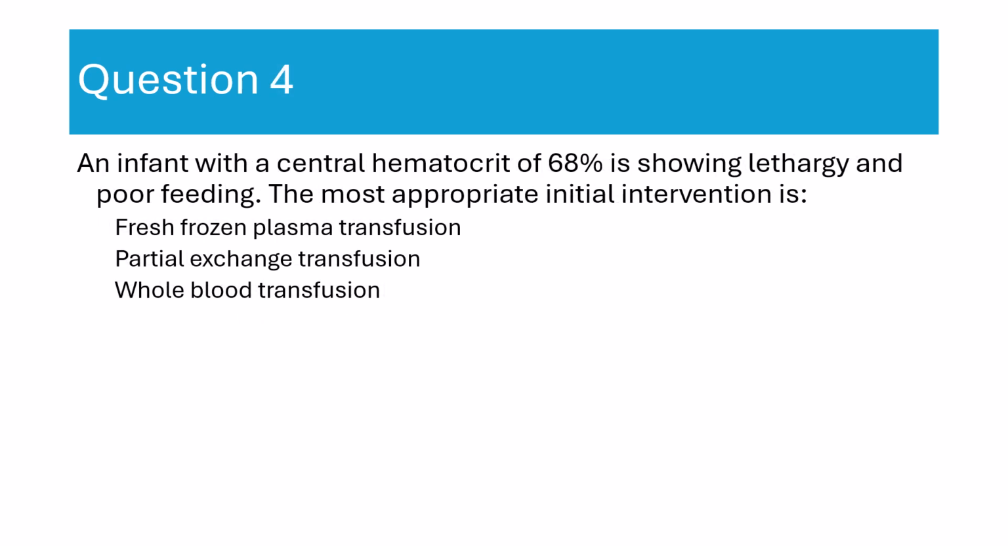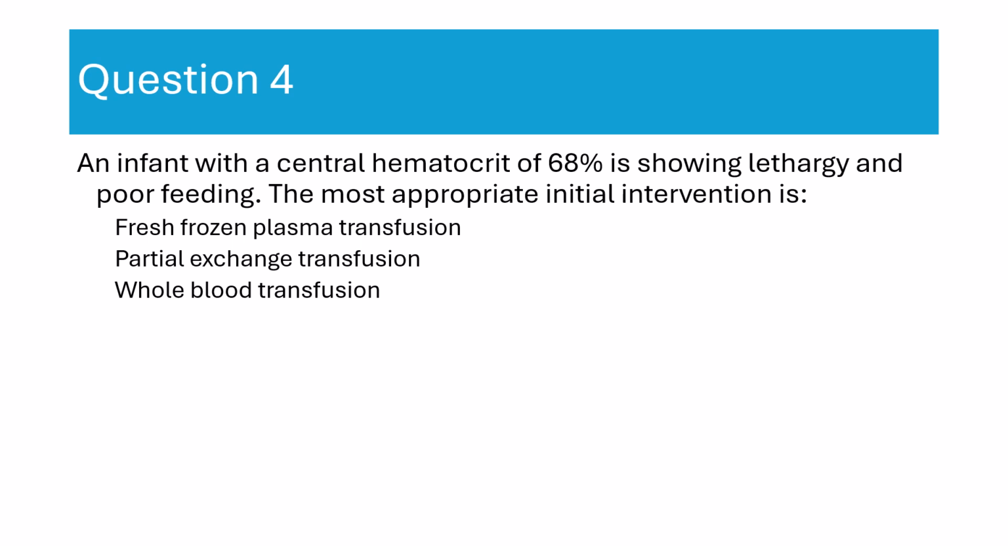An infant with a central hematocrit of 68% is showing lethargy and poor feeding. The most appropriate initial intervention is fresh frozen plasma transfusion, partial exchange transfusion, whole blood transfusion. This question is testing your knowledge of polycythemia management in neonates. The correct choice is partial exchange transfusion.